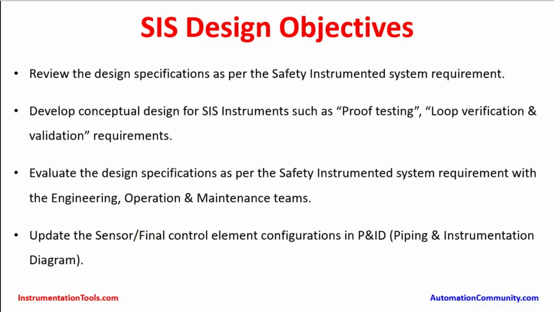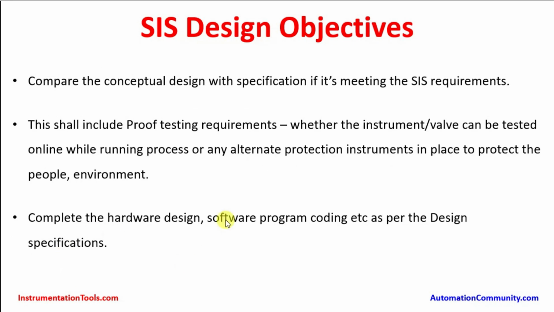Update sensor and final control element configurations in the piping and instrumentation diagram. In the piping and instrumentation diagram, they have to be marked and exactly identified as a safety instrumented system instrument, so that whenever the operation person or maintenance person attends, they will take extra care. Compare the conceptual design with the specification to check whether it is meeting the SIS requirements.